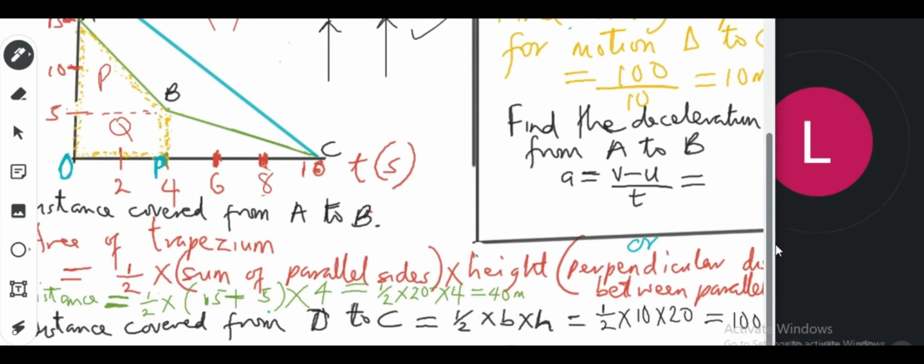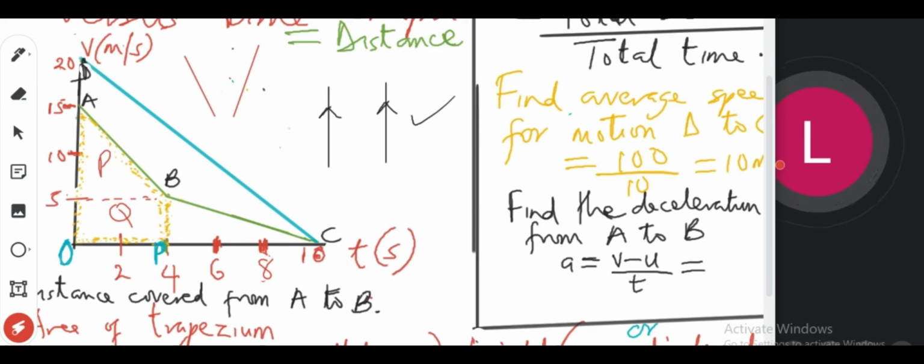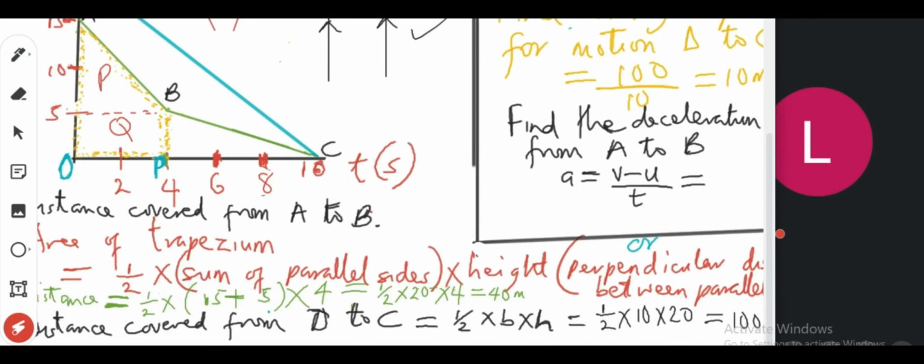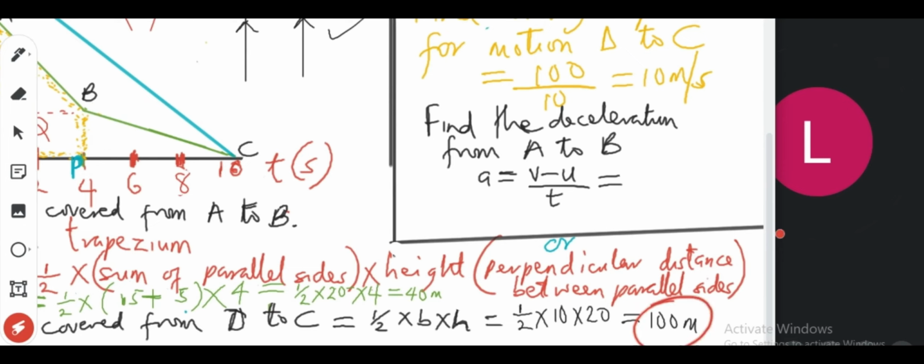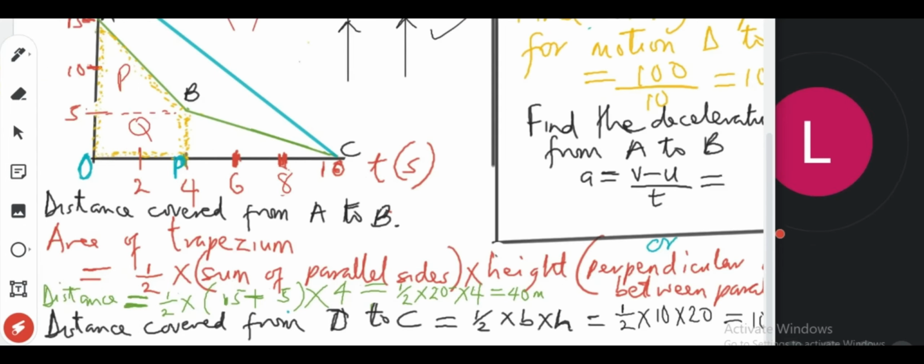Okay, that's how to find the distance in a speed time graph. Find the area under the graph. Obviously, the blue line covered more distance, covered 100 meters, while the green line covered only 40 meters.